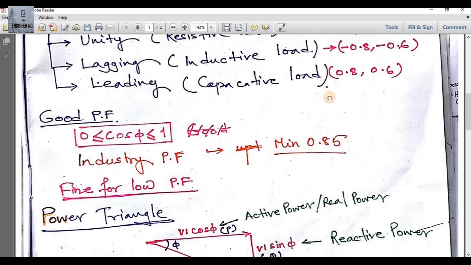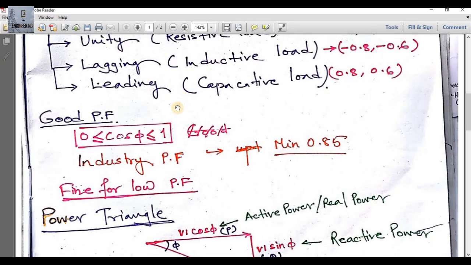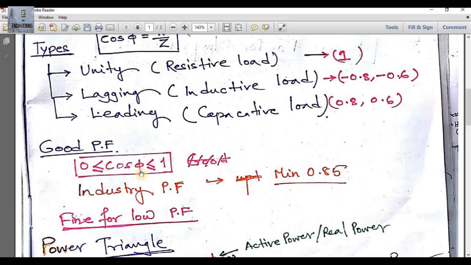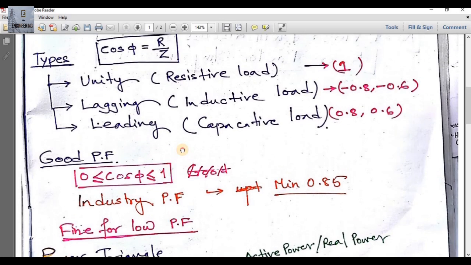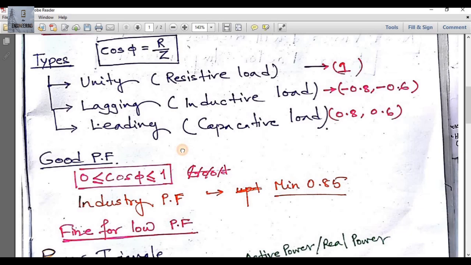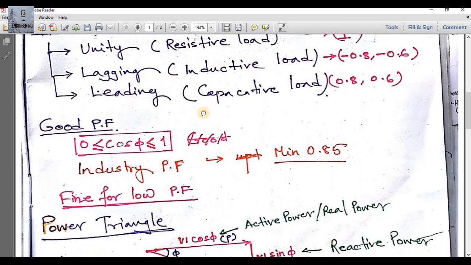Okay, so the power factor is from 0 to 1. The maximum value of power factor is 1. So a good power factor, or the maximum power factor, is 1. So every industry and factory tries to get the power factor towards 1.